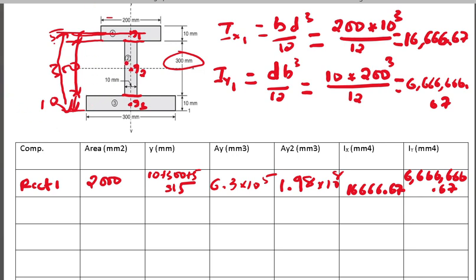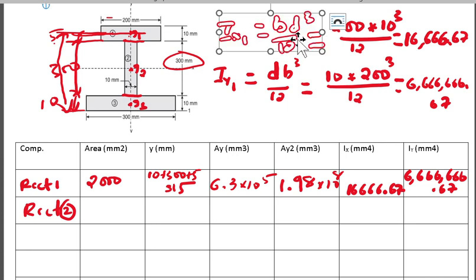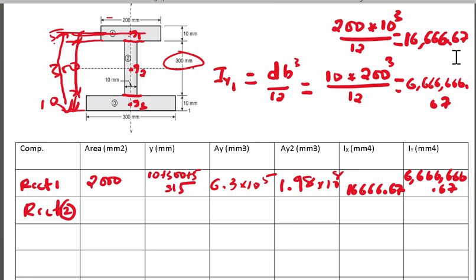In a similar manner, you have to calculate the values for component 2 and component 3. Now, which is the next component? That is rectangle 2. So what is the area of component 2?